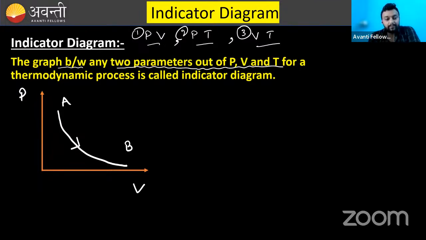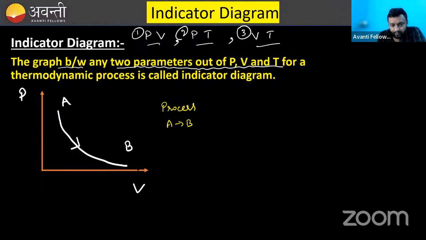Now, how to read this graph? Listen to me, each and every point. Let's suppose this is a graph with point A and point B. Whenever there is an indicator diagram, there will be an arrow on the graph. This arrow will indicate the process. So this arrow says the process is from A to B. This is indicated by this arrow.